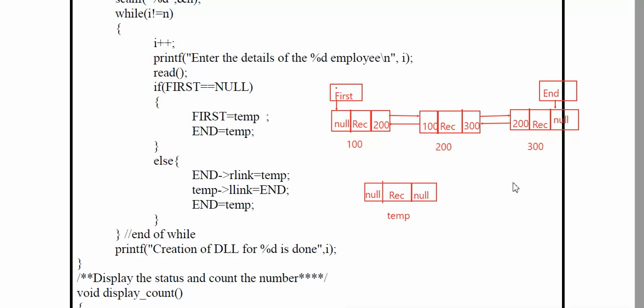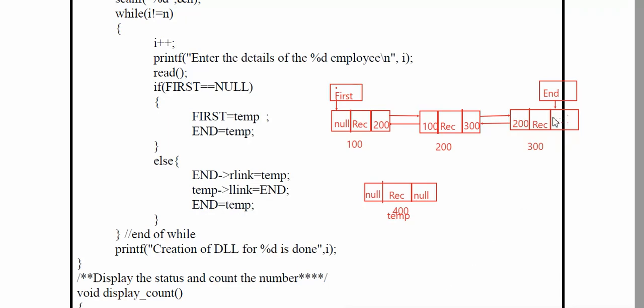So this node will go and will be attached at this location. So that means this will be the end node. How are we doing this? Because end's r-link is null previously, we are going to place the address of this temp in this particular location. That means we are going to create a link here by placing the address of the temp node. If I consider the address of this temp node is 400, this 400 will be placed in this location.